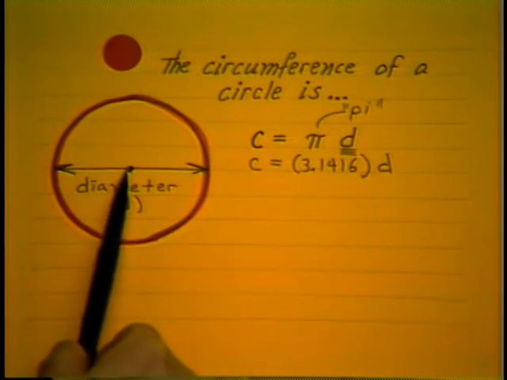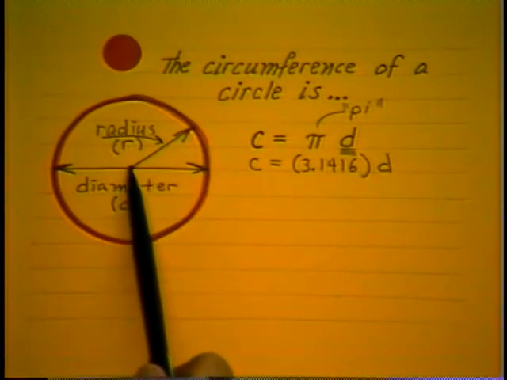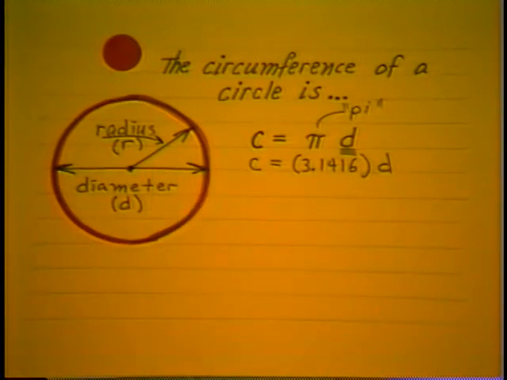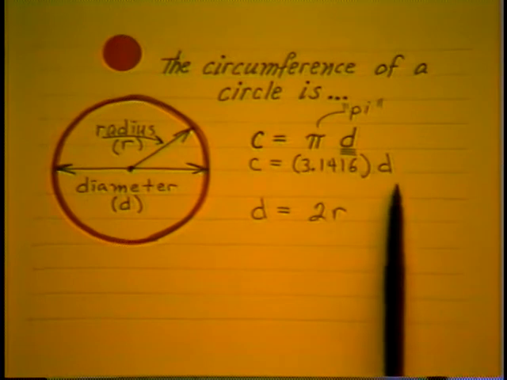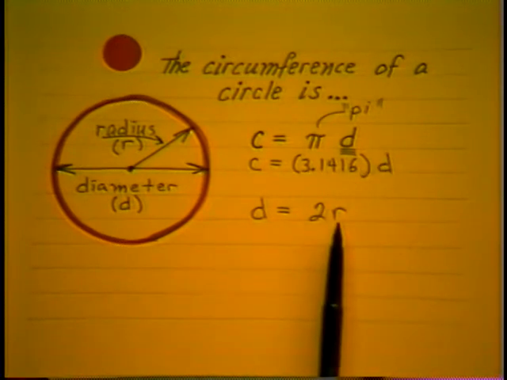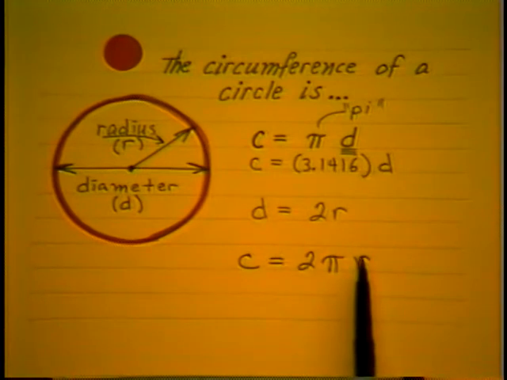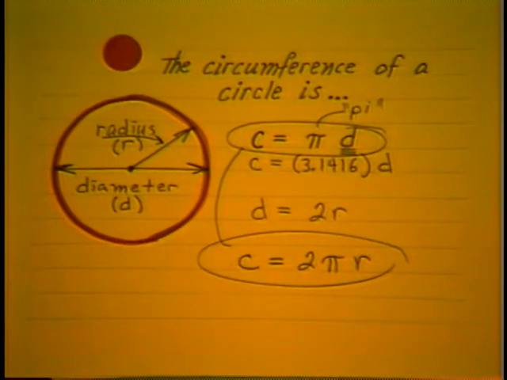Now the distance from the center of the circle to the edge we call the radius, and usually we symbolize it by the letter r. Now notice the radius is really half the diameter, or you could say 2 radiuses is equal to the diameter. See, diameter is 2 times radius. So we could replace this d by what it's equal to, 2r, and we would get that the circumference is also found by doubling the value of pi, and that times the value of the radius. So these two formulas are just two forms to get at the same thing, the circumference.